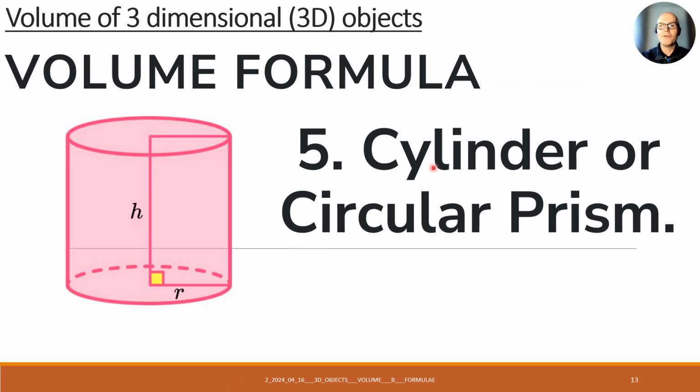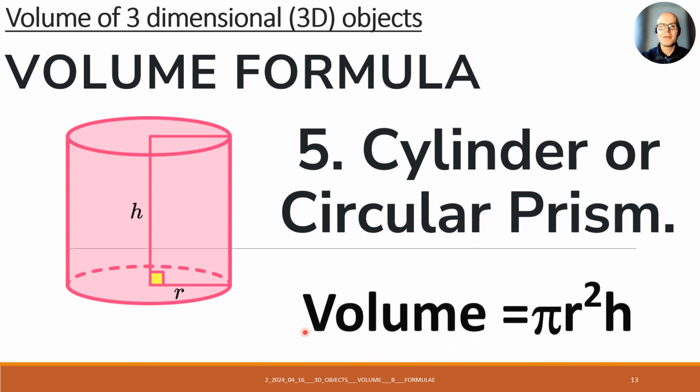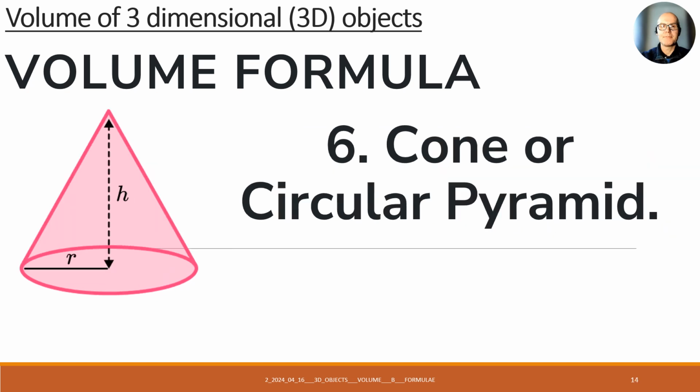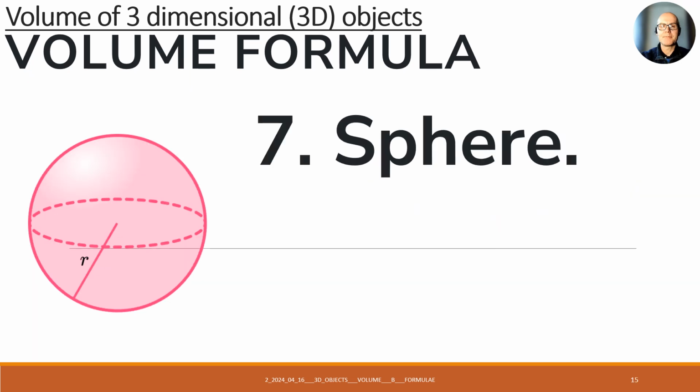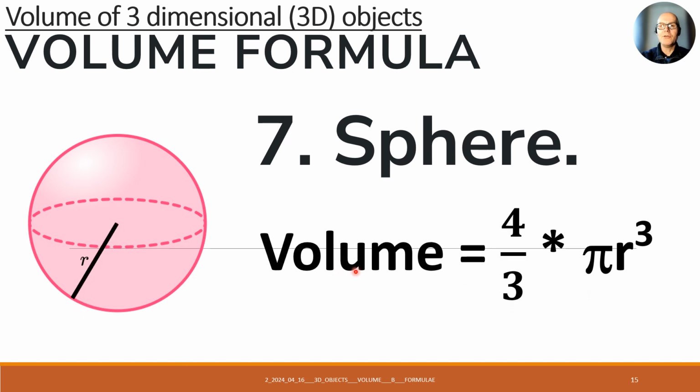This is the volume for a cylinder or a circular prism. Volume equals pi r squared h. This is the volume formula for a cone or a circular pyramid. Volume equals 1/3 times pi r squared h. This is the volume formula for a sphere. Volume equals 4/3 times pi r cubed.